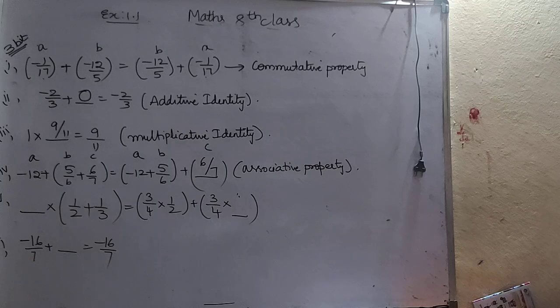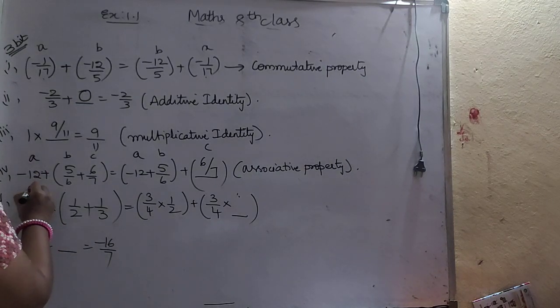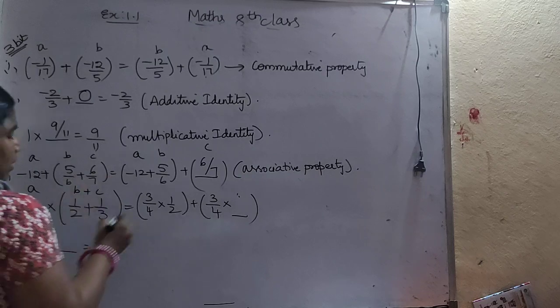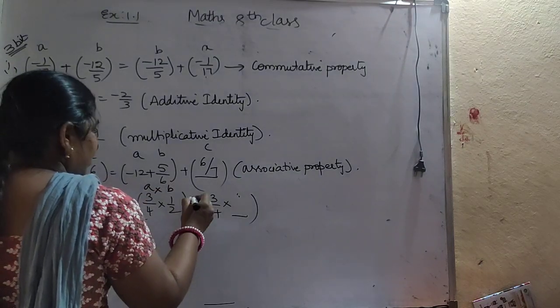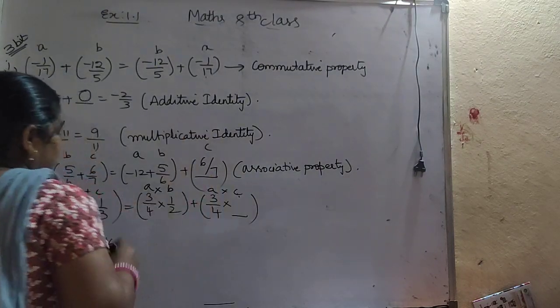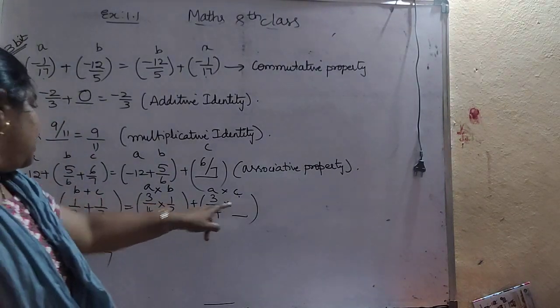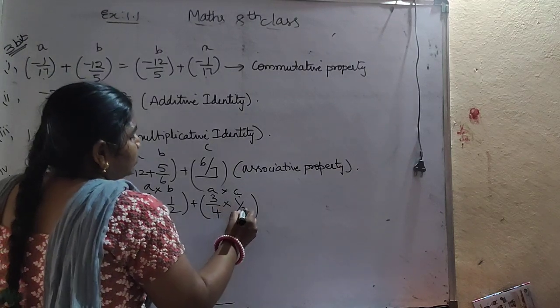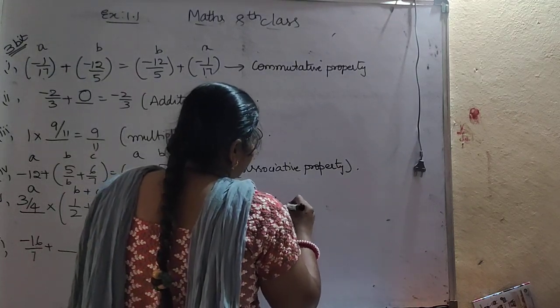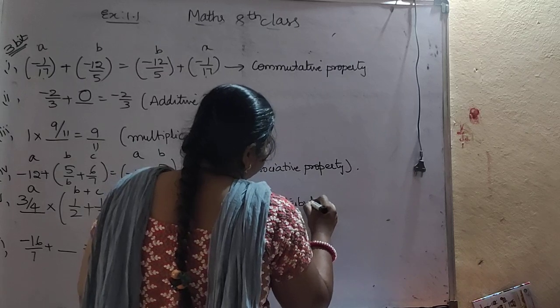Next one. Here at a time you are seeing two different signs, multiplication as well as addition. In which case you will see that? That is distributive property. So that is A into B plus C is equals to A into B plus A into C. So the A value we have to write here, that is 3 by 4. And here for C, what is the C value? 1 by 3. So which property have we used here? Distributive property.